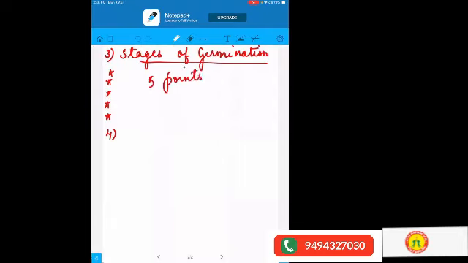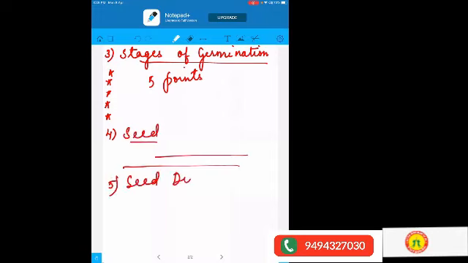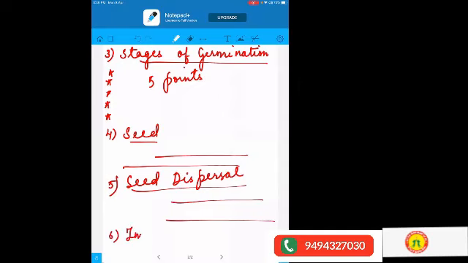Then the fourth one will be the seed. The definition of seed you should write like this. Then the fifth one will be the definition of seed dispersal. You should write like this. Then the sixth one, not importance actually, it should be the need of seed dispersal. So why it is important, why it is needed. So that you should write like this.